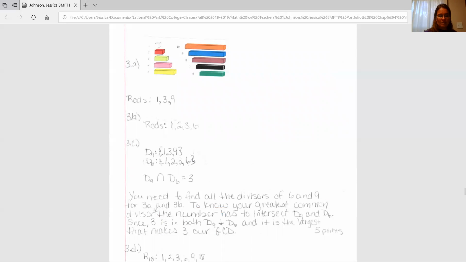Use parts A and B to show the greatest common divisor of 9 and 6. I wrote them out. Divisors of 9 are 1, 3, and 9. Divisors of 6 are 1, 2, 3, and 6. And now you need an intersection. It has to be a number that is in both places. That's the largest number that's in both places. And ours is 3.